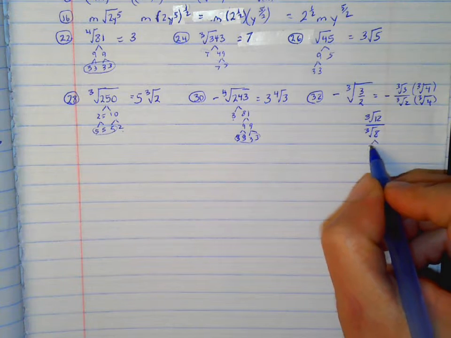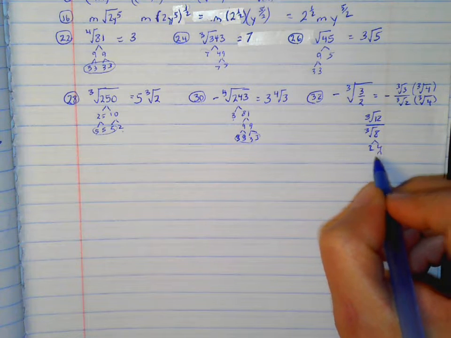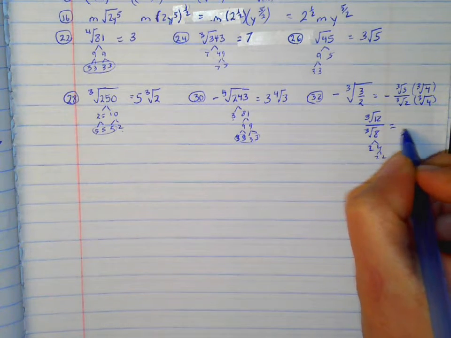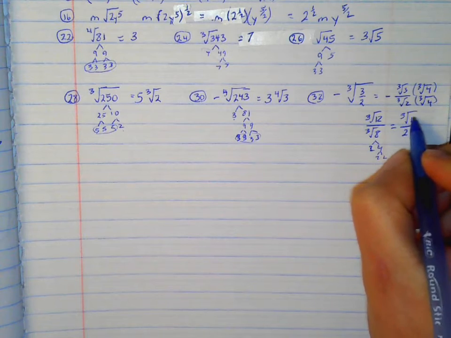And you know 8 is 2 times 4, which is 2 and 2, right? So we have just the 2 left. So it's the cubed root of 12 over 2.